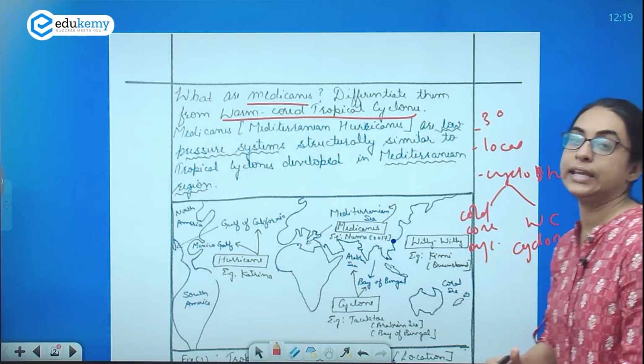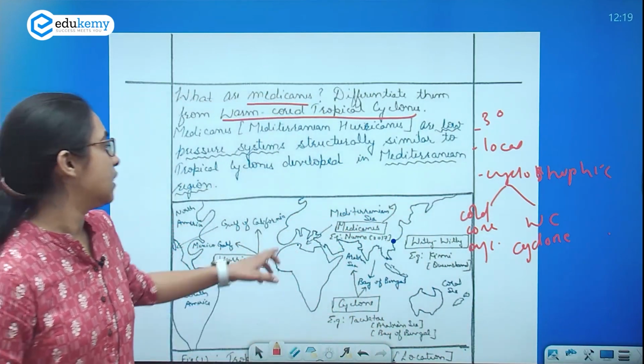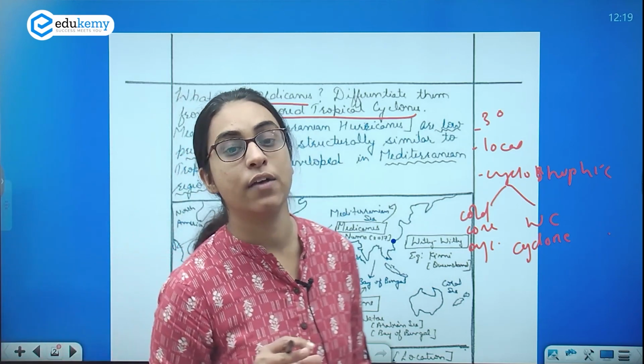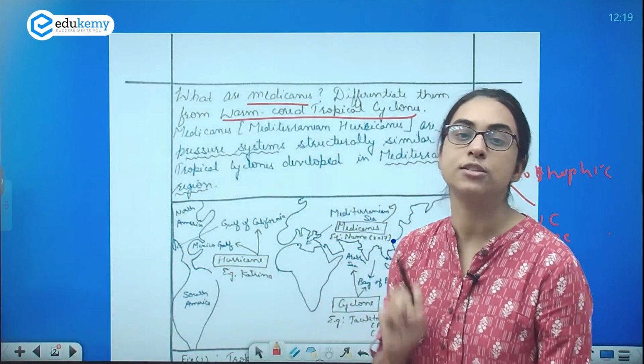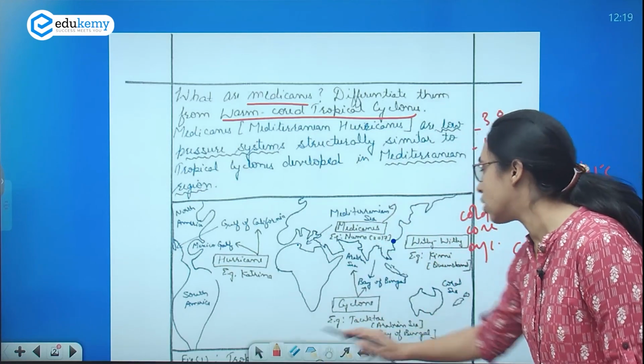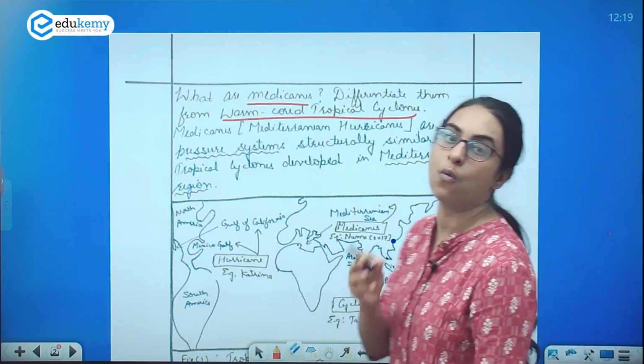But recently in the news was Medicane. This was there in the Mediterranean Sea, so it was in the news recently. That is why we have framed a question on what is Medicane and how do you differentiate them from the warm core tropical cyclone. Now with this, let's first understand what is Medicane.